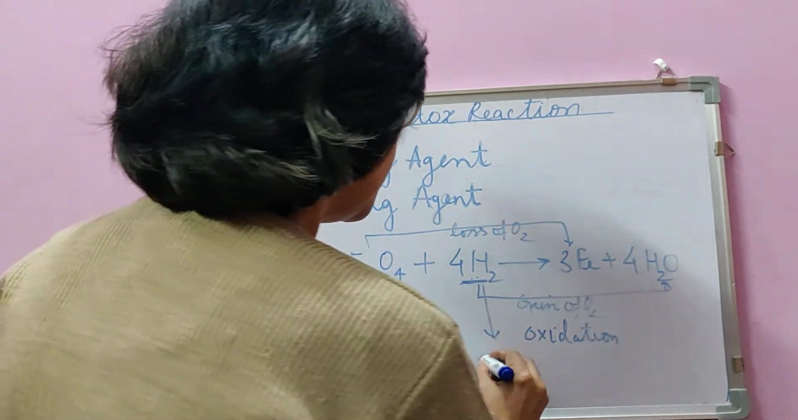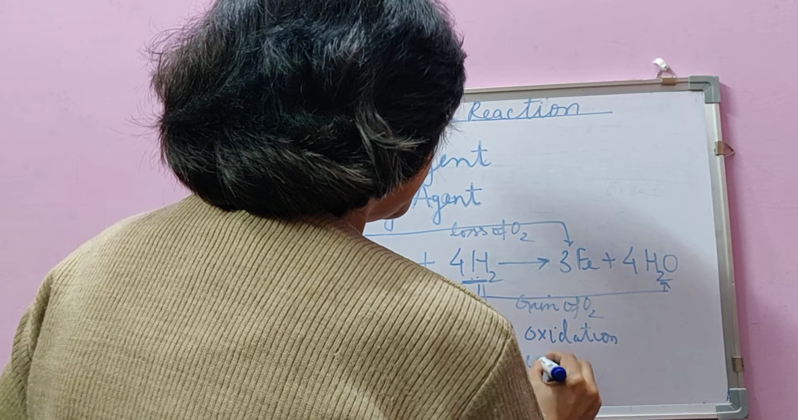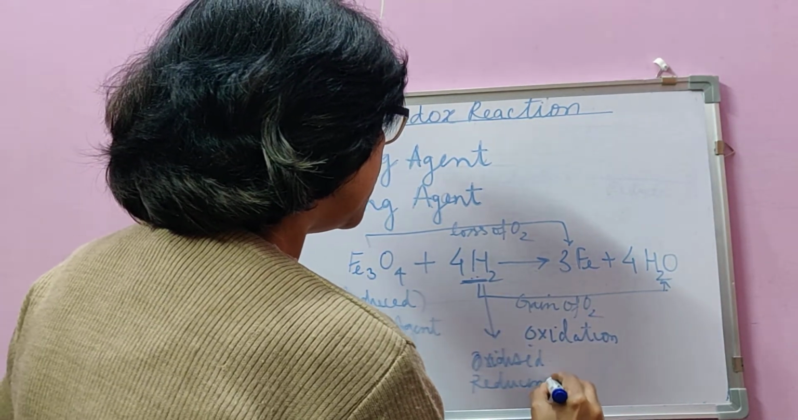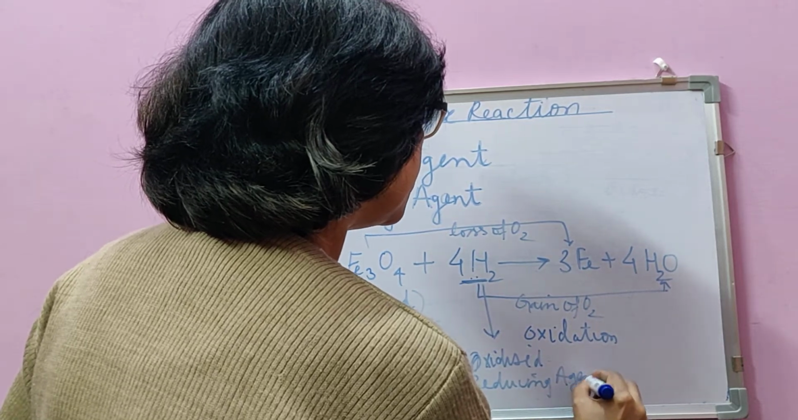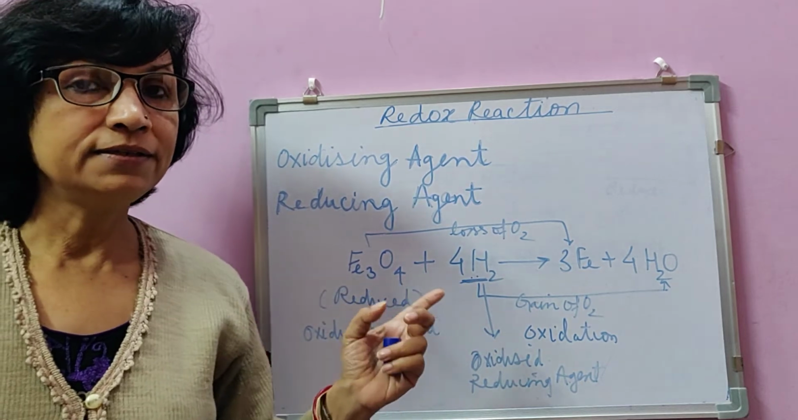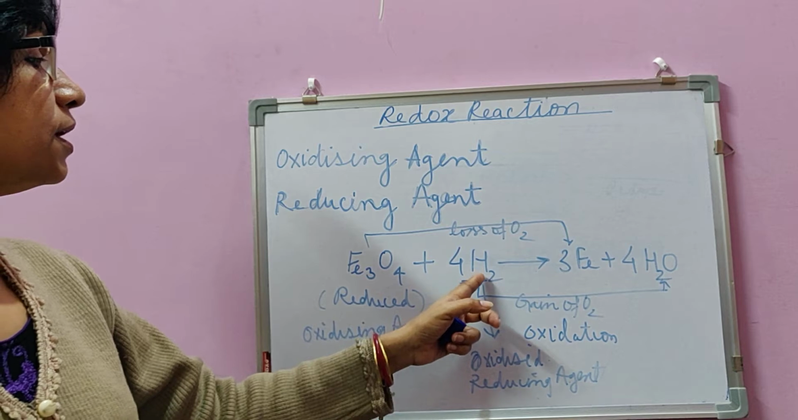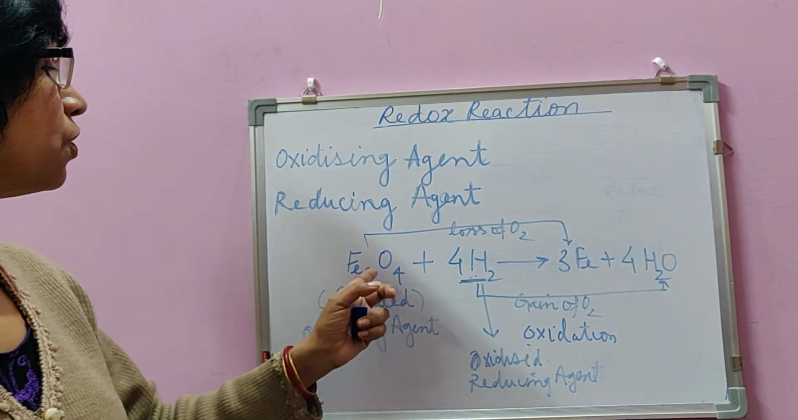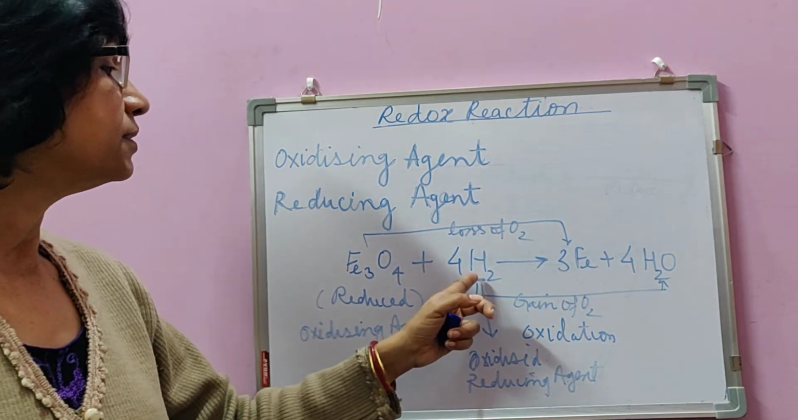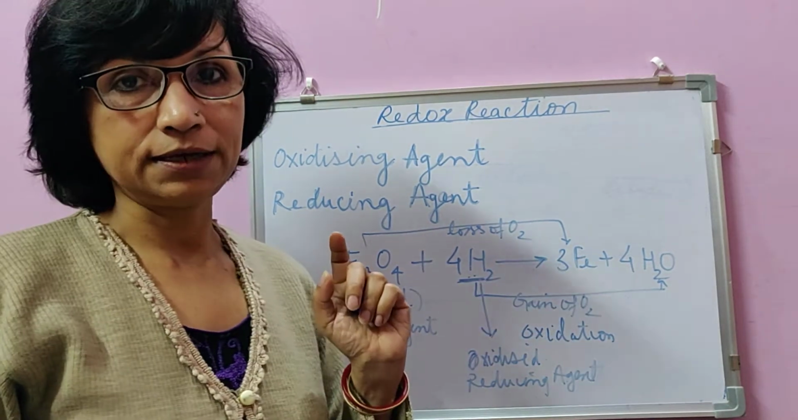Like hydrogen is oxidized in this reaction, therefore it is acting as reducing agent. Now you will understand why I said that hydrogen is a good reducing agent. Look here only. Hydrogen is helping in reduction of metal oxide, that is ferric oxide. So hydrogen is acting as reducing agent, whereas it itself is oxidized.